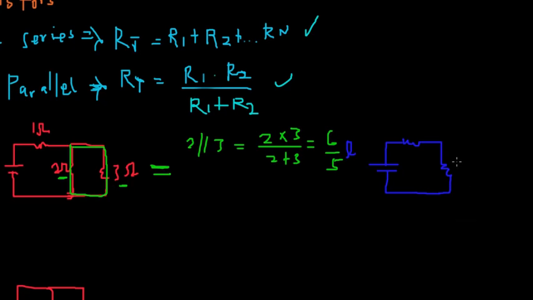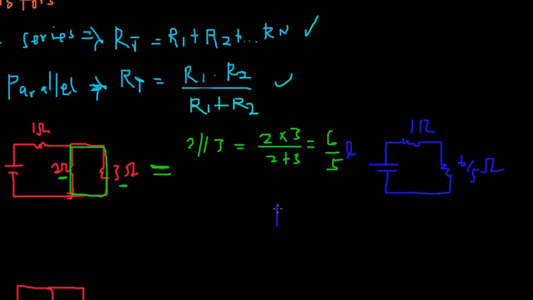So we have 6 over 5 ohm, and then we have our 1 ohm, right? After that we just find our total resistance. From here I already told you that whenever you see two resistors and they have the same current passing through them, they are resistors in series. So all you have to do is just add them.